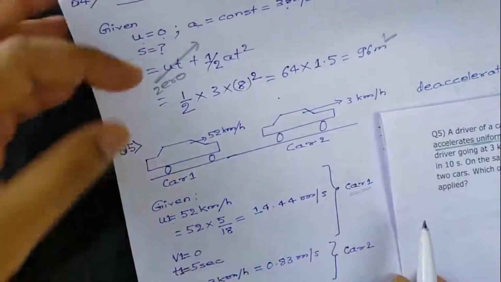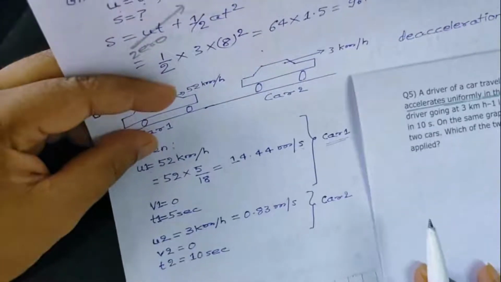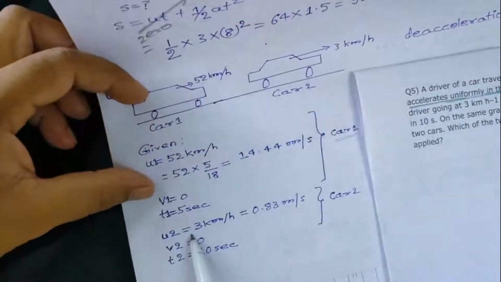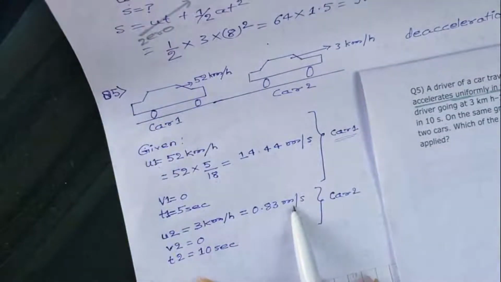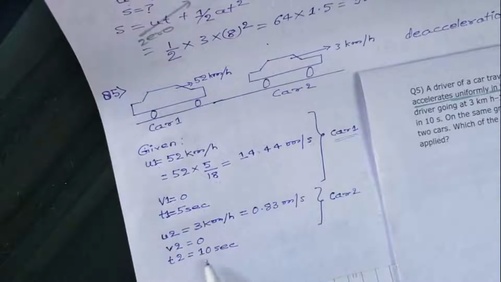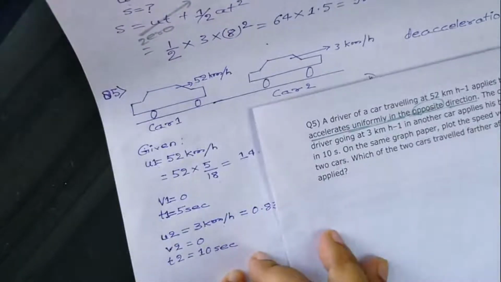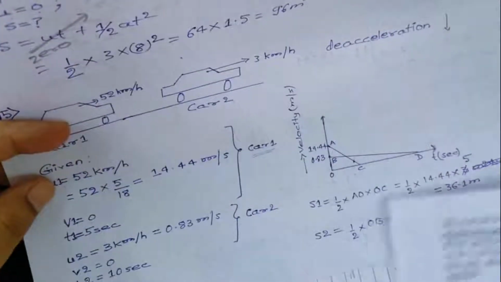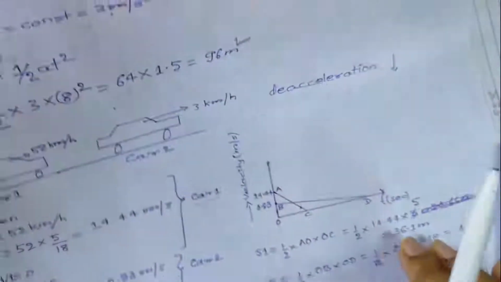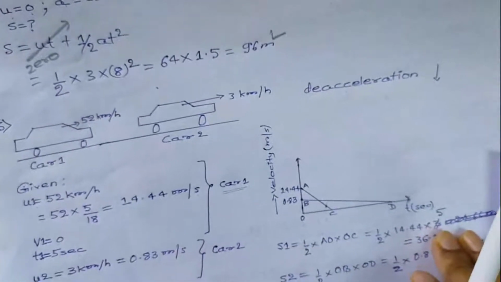Now similarly for car 2, the same sort of things are available. u2 is 3 km per hour, which comes out to be 0.83 meter per second. v2 is 0, t2 is 10 seconds. Now it is asking us to draw the speed versus time graph. I have already drawn it for you. So this is the graph which I have drawn. Just take a look.